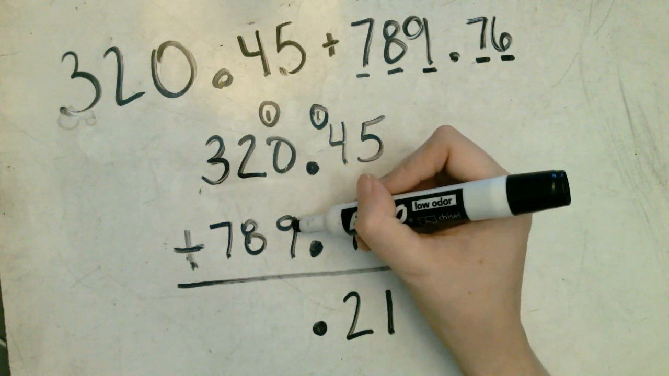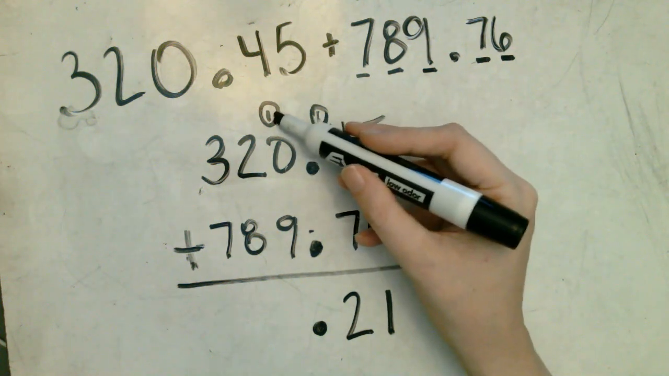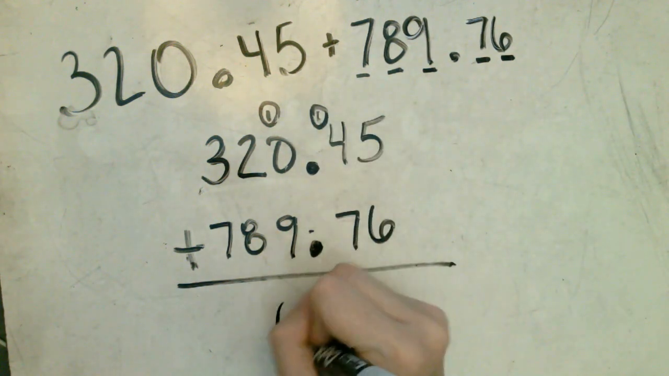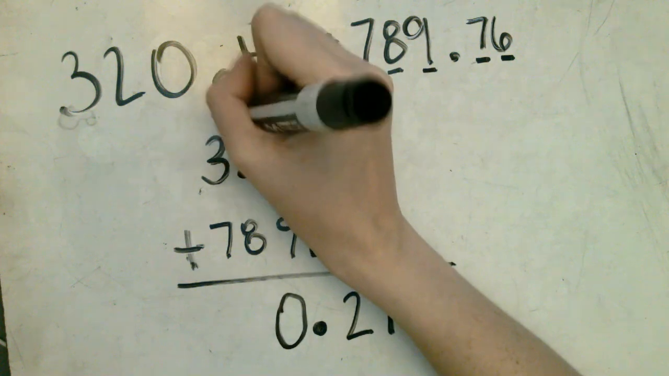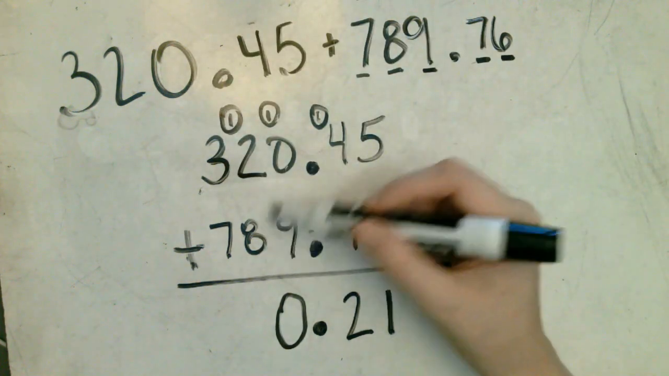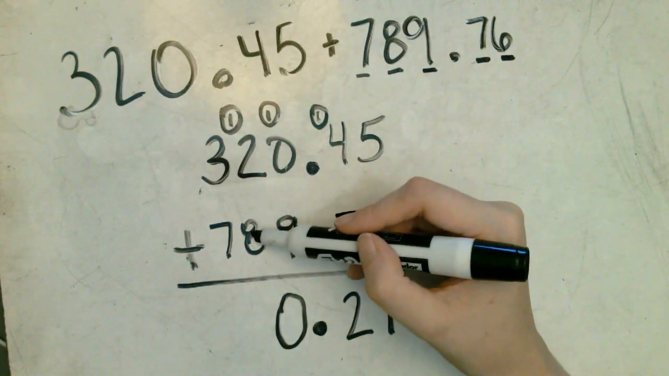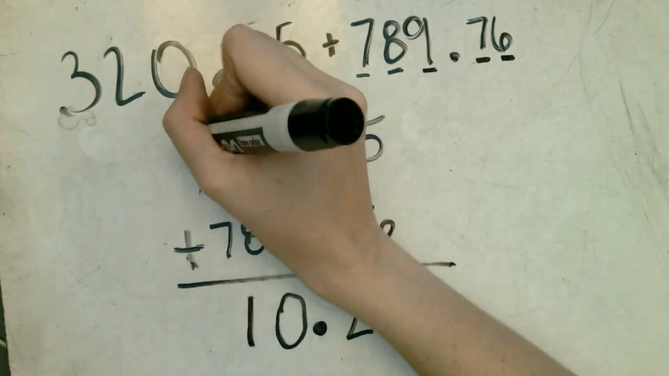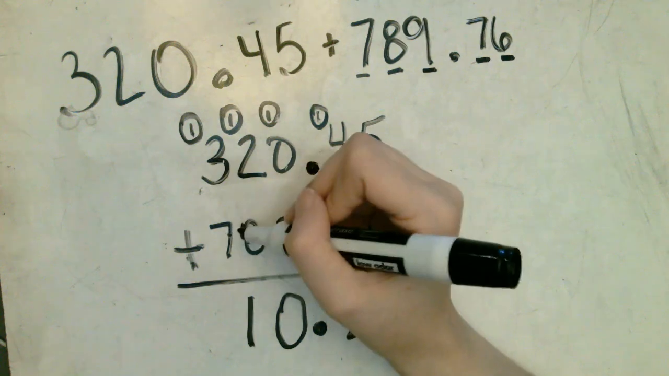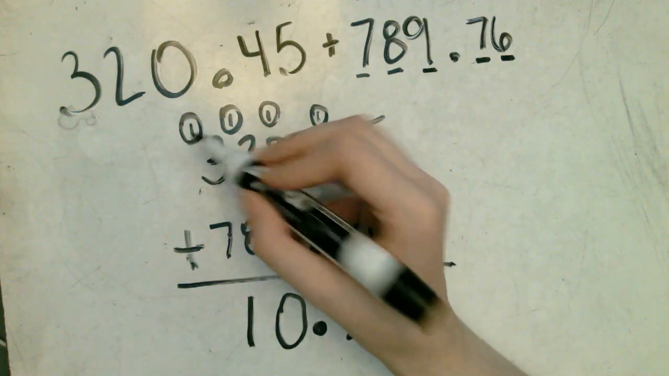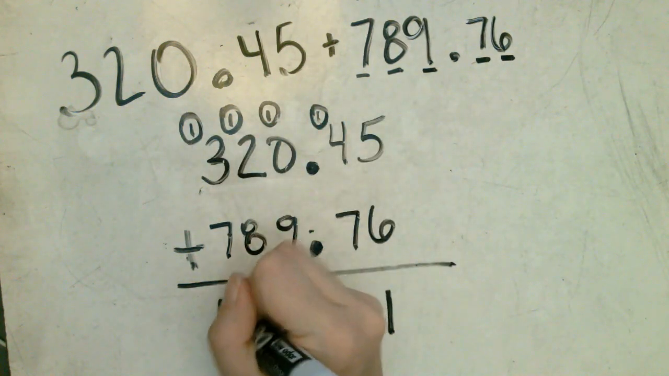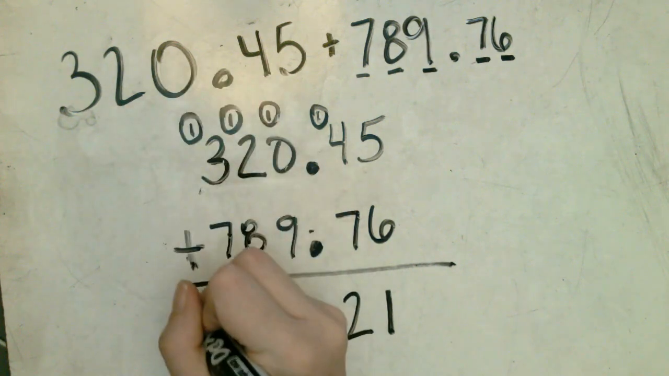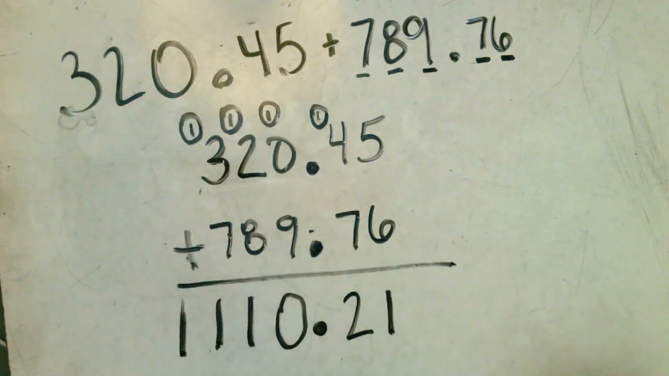0 plus 9 is 9, plus that 1 we just carried over would give us 10. 8 plus 2, or 2 plus 8 is 10, plus that 1 gives us 11. And 3 plus 7 gives us 10, plus that 1 we carried over would give us 11 again. Since we can't carry it over, we can just write it out.